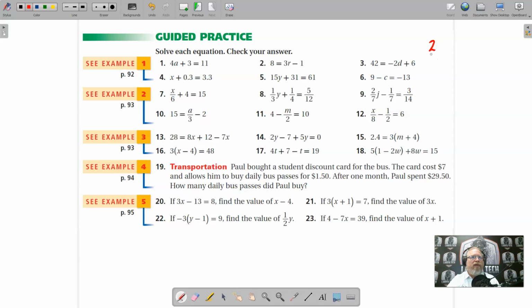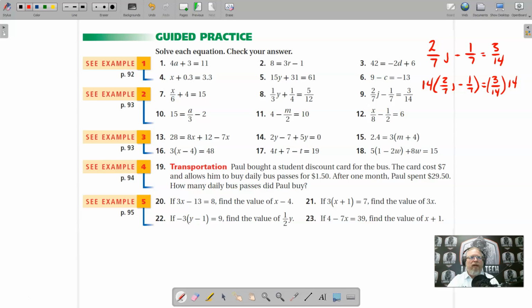So if we have 2 over 7j, and we're going to subtract 1 over 7, and we're going to set that equal to 3 over 14. Let's try that second method of the least common denominator. So what is the least common multiple of 7, 7, and 14? Well, hopefully you're saying it's 14. So we're going to multiply both sides by 14. Let's put this in parentheses here: 2 over 7j minus 1 over 7. And then we'll put the 3 over 14 in parentheses and multiply it times 14 as well.